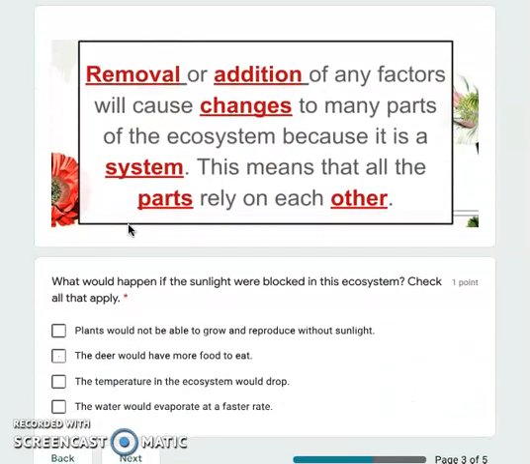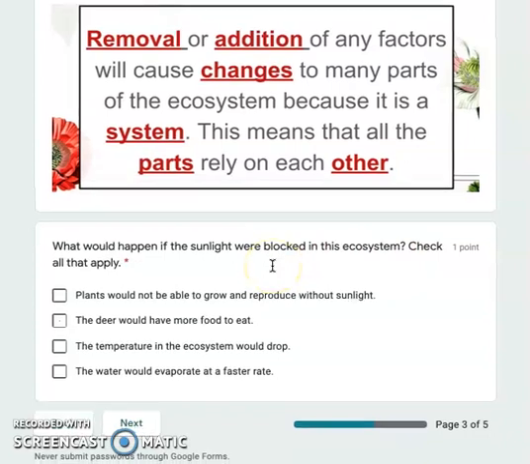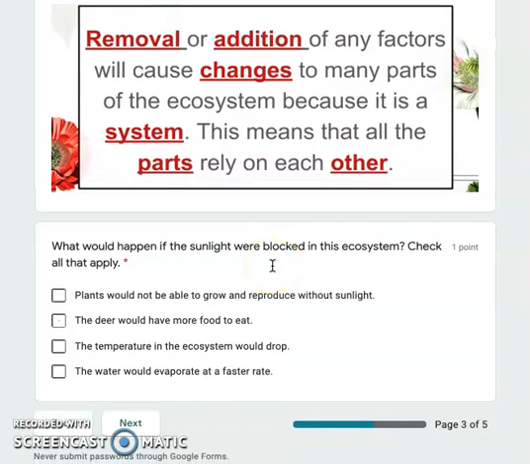All right, so this says removal or addition of any factors will cause changes to many parts of the ecosystem because it is a system. This means that all the parts rely on each other. So what would happen if the sunlight were blocked in this ecosystem? Think about who needs sunlight in order to be able to grow and reproduce. If we block the sunlight or take away the sunlight, what would happen?